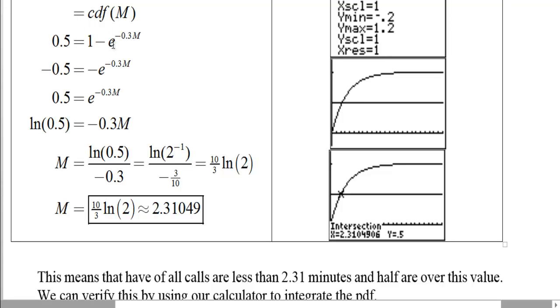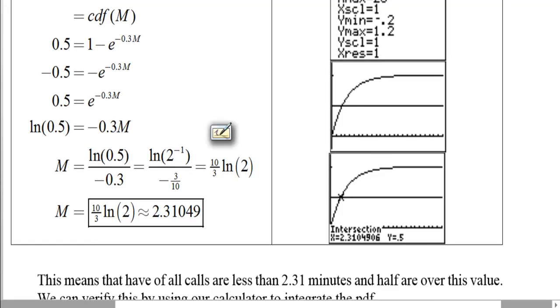Well, CDF of m is 1 minus e to the negative 0.3 times m. That's 1/2. Just solve that by subtracting 1, dividing by negative 1, taking the logarithm of both sides, and then dividing by negative 0.3. So m is natural log of 0.5, or 1/2, divided by negative 0.3. 1/2 can be written as 2 to the negative 1, and that becomes log of 2 to the negative 1, which is negative log of 2, and the two negatives cancel. And the reciprocal of 3/10 is 10/3, so that one could be written as 10/3 times natural log of 2. That would be the way I'd prefer to write it as an exact value, although this natural log of 0.5 over negative 0.3 is really just as good, I guess. And that's approximately 2.31049.